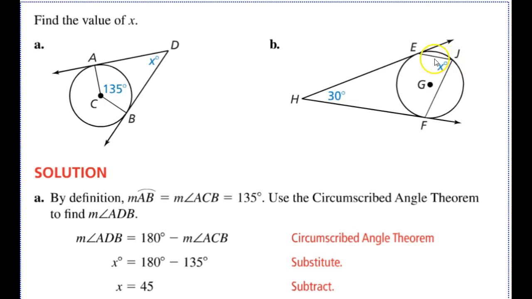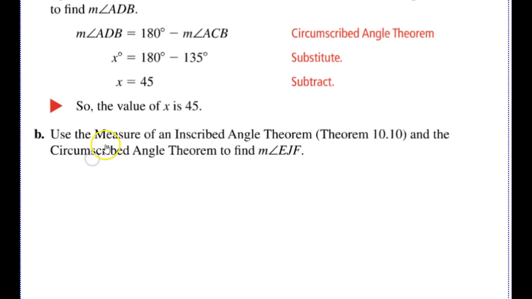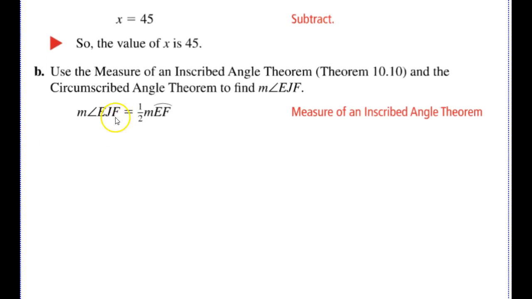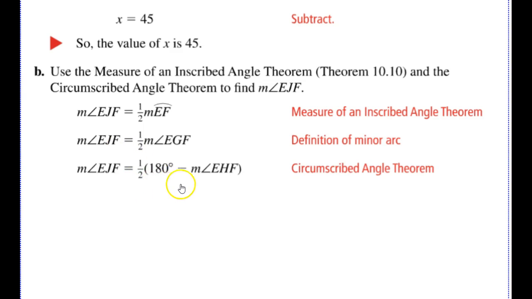So the first thing I need to do is figure out what the measure of this arc is, which would tell me the measure of the central angle. There's one more step in this one I have to do. I know with inscribed angles, the angle is half the measure of the arc. So I can go ahead and plug in what I know and find what I have.